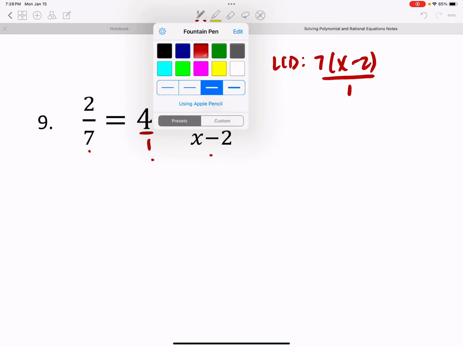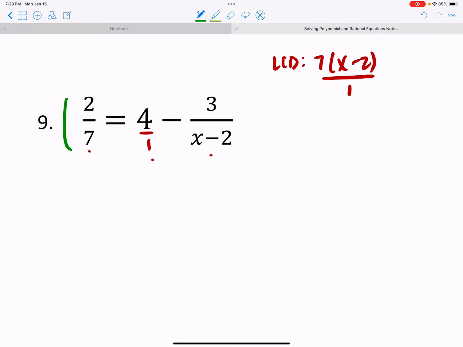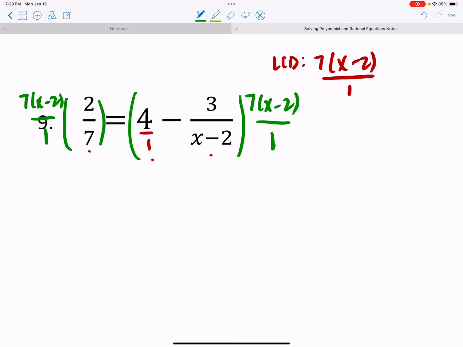So when I do this here, let me change colors. When I multiply this side by 7 times x minus 2 over 1, and multiply this side by 7 times x minus 2 over 1, now I'm showing a little more work than I would do myself normally. What happens when I multiply here is the 7's are going to reduce. What happens when I multiply here is nothing reduces because the bottom of my fraction is 1. But when I multiply here, the x minus 2 is going to reduce. Okay, so all my fractions are going to end up going away.